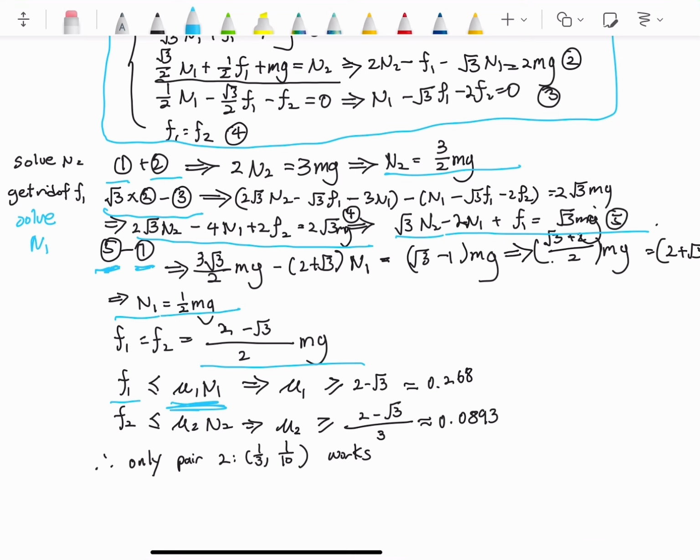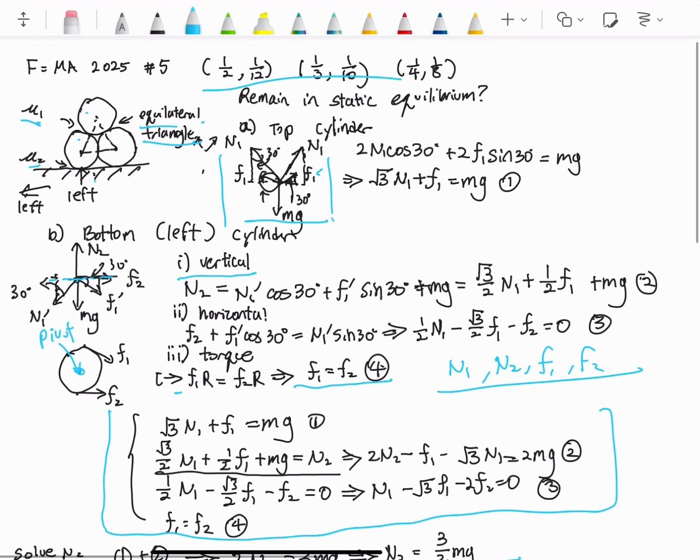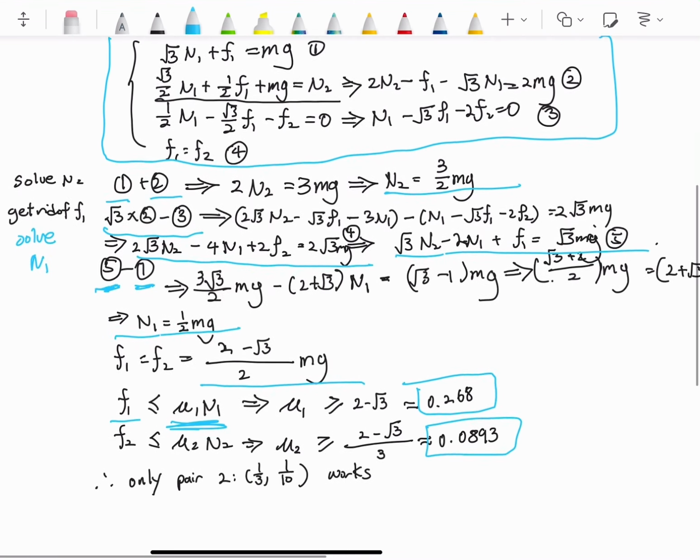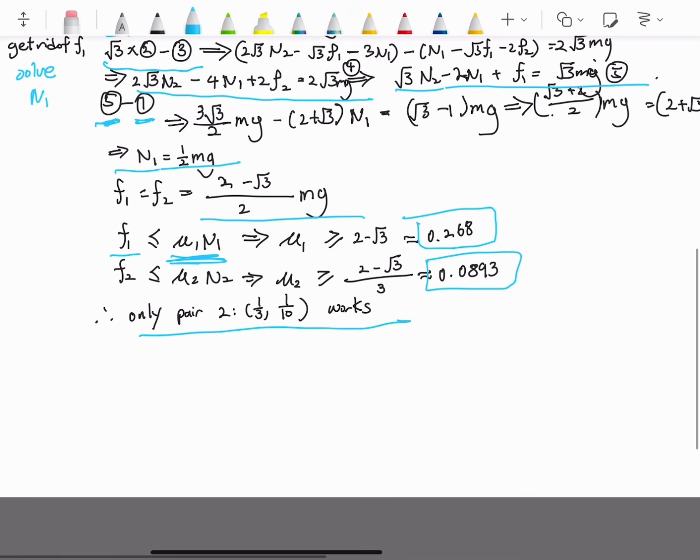So we can solve for mu1, which we get is around 0.268, and mu2 is approximately equal to 0.0893. If we look back at this set of numbers, we know that only the second pair works. So if we look at the problem, then we know that answer B is correct.